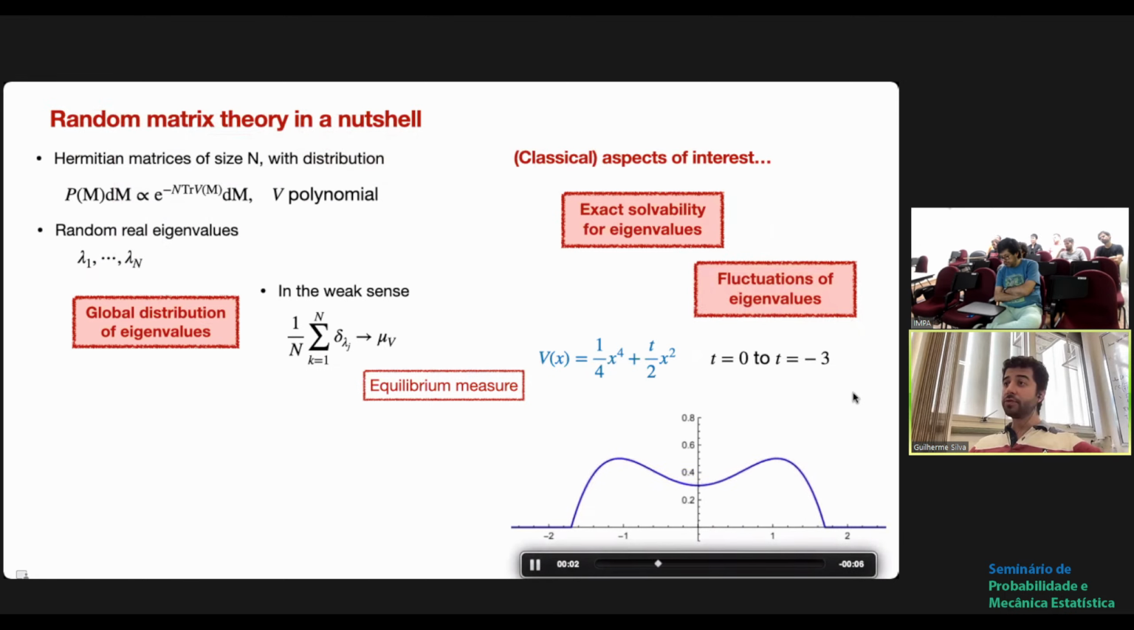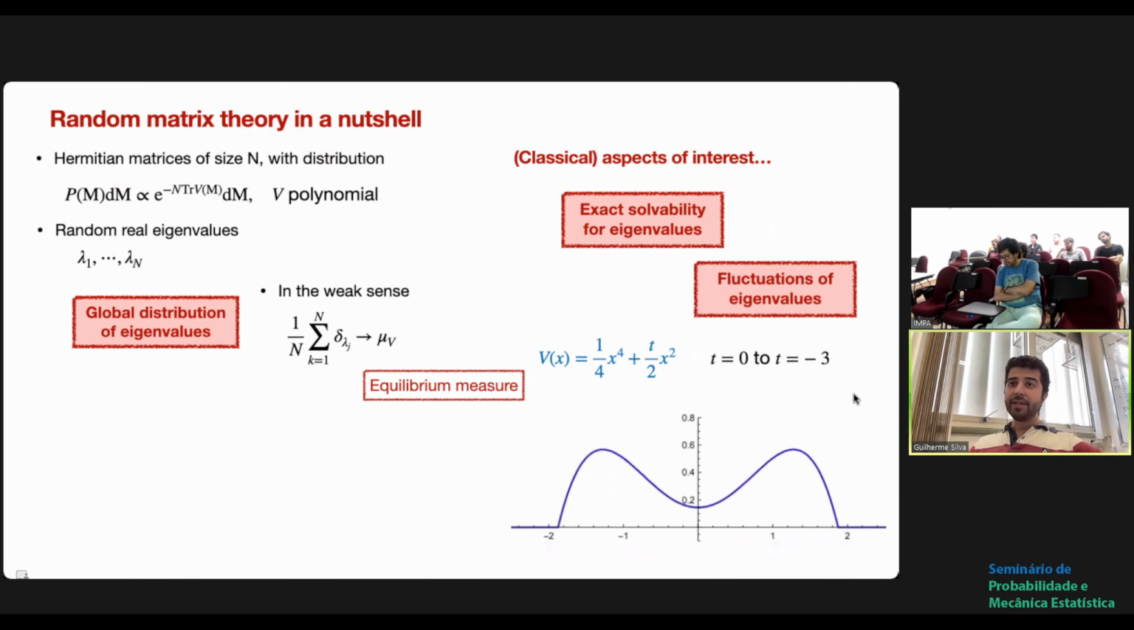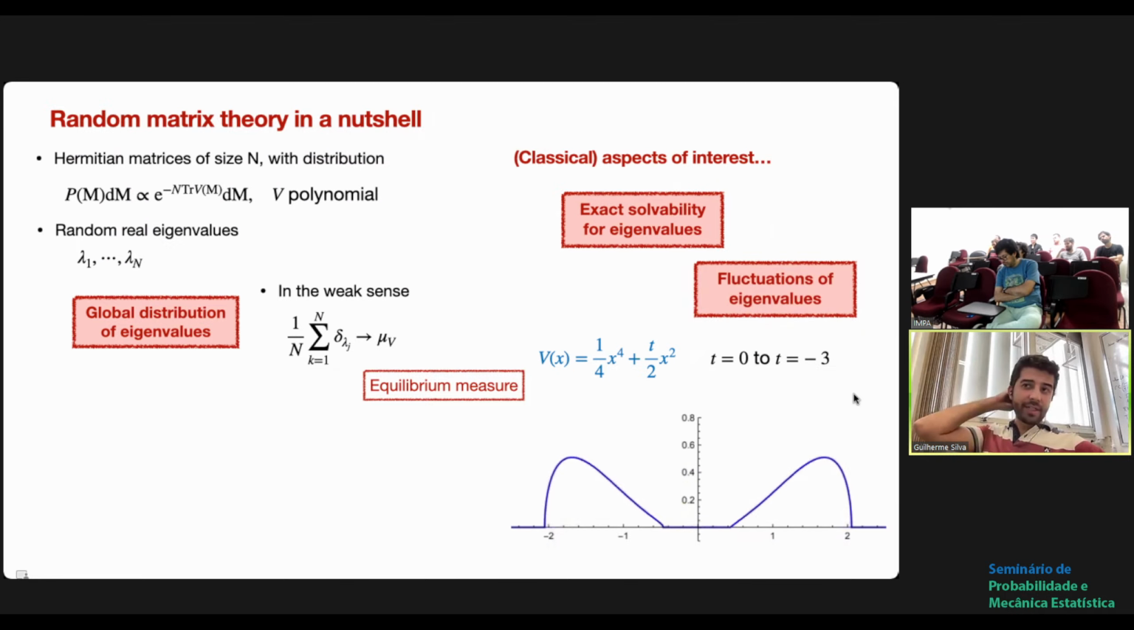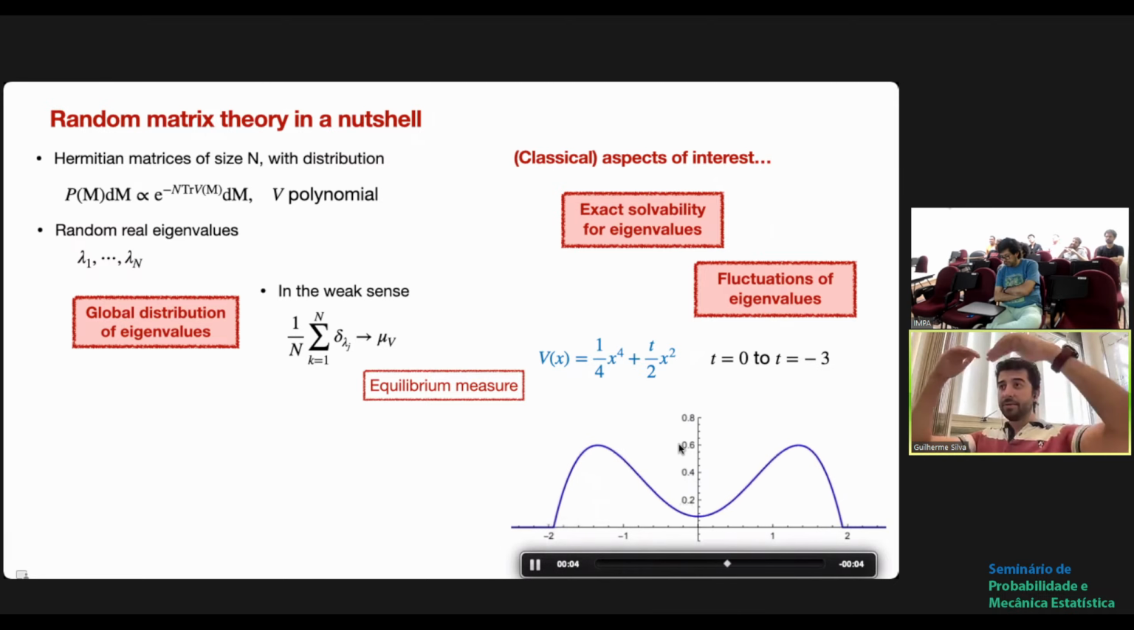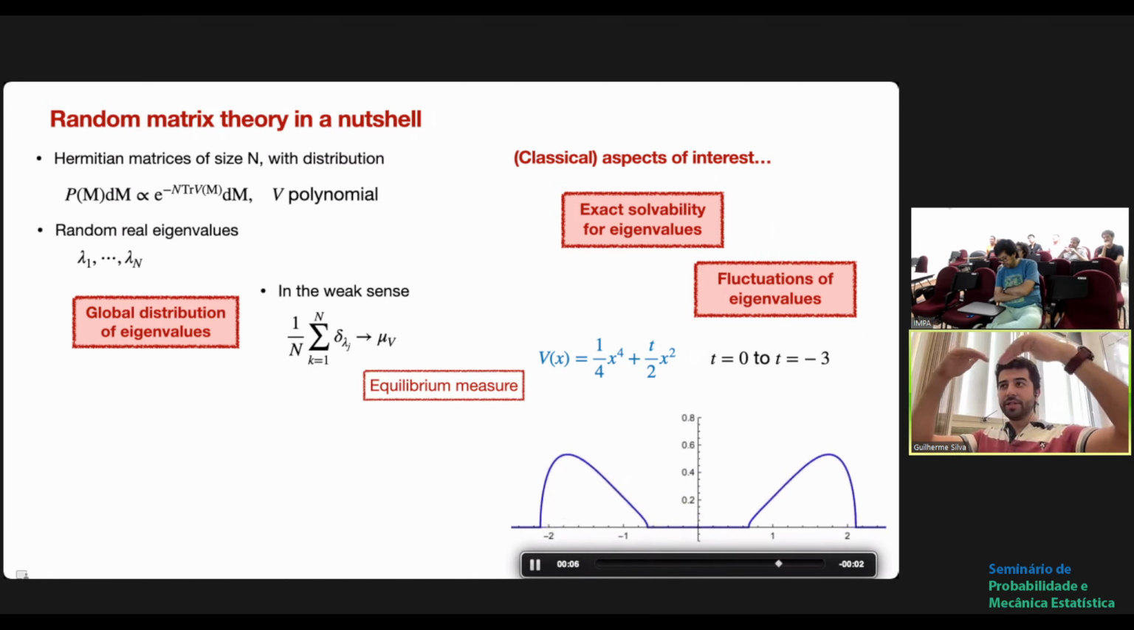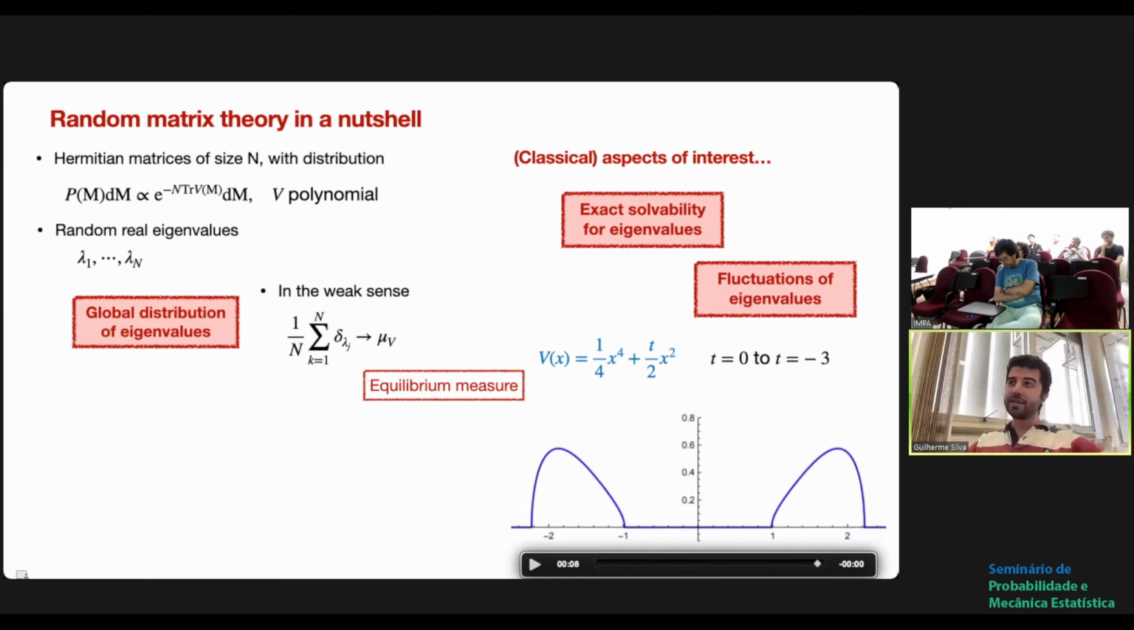So when t goes from 0 to -3, of course, the smaller t becomes, you start to change the density of this equilibrium measure. Close to the origin, the equilibrium measure starts to decay as a function of t. At some point, the density exactly at the origin becomes 0, and then it actually splits into two intervals.